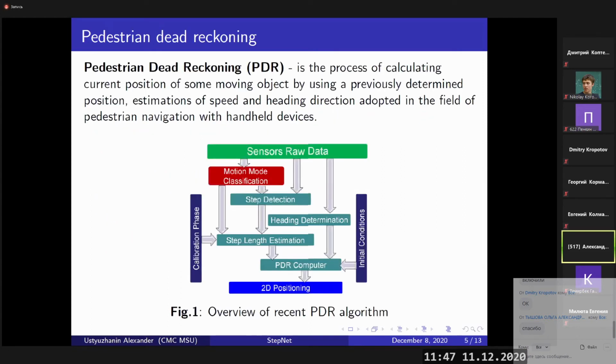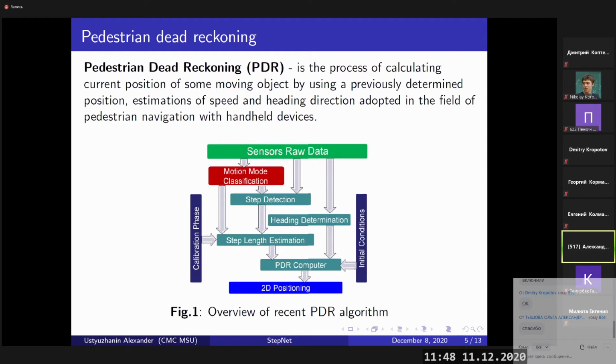Pedestrian dead reckoning is the process of calculating the current position of a self-moving object by using a previously determined position and estimations of speed and heading direction. It is adopted in the field of pedestrian navigation with handheld devices, for example, our cell phones. Here we can see this scheme, which demonstrates the order in which all data is being processed. The scheme represents the PDR solution in the modern-day understanding of the navigational problem.